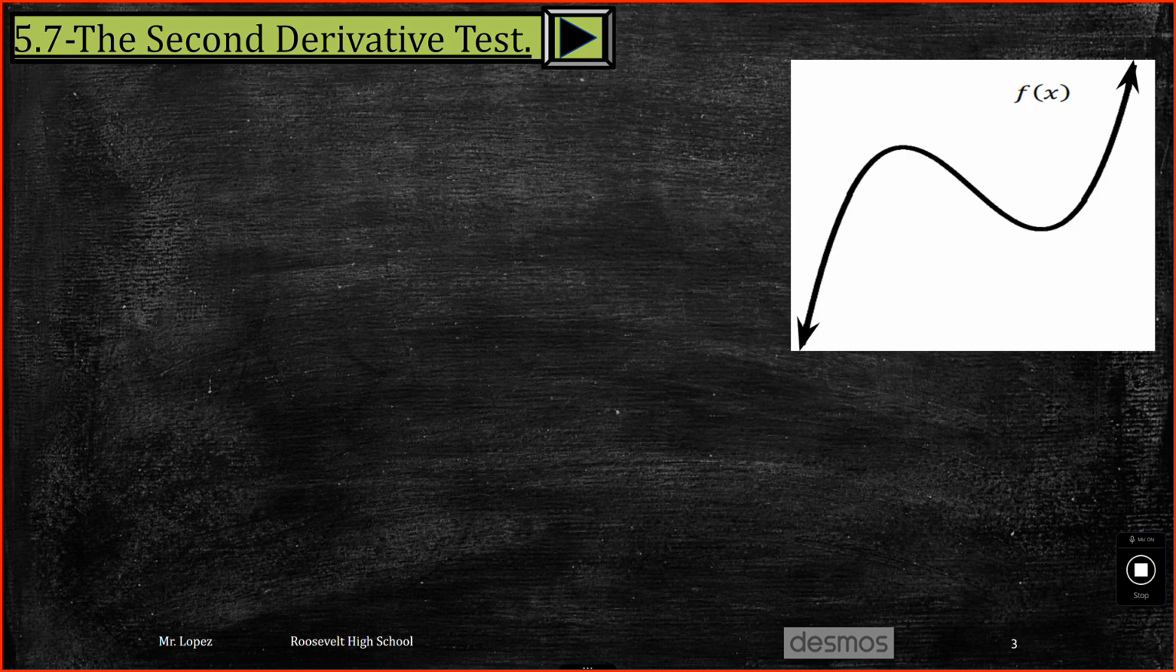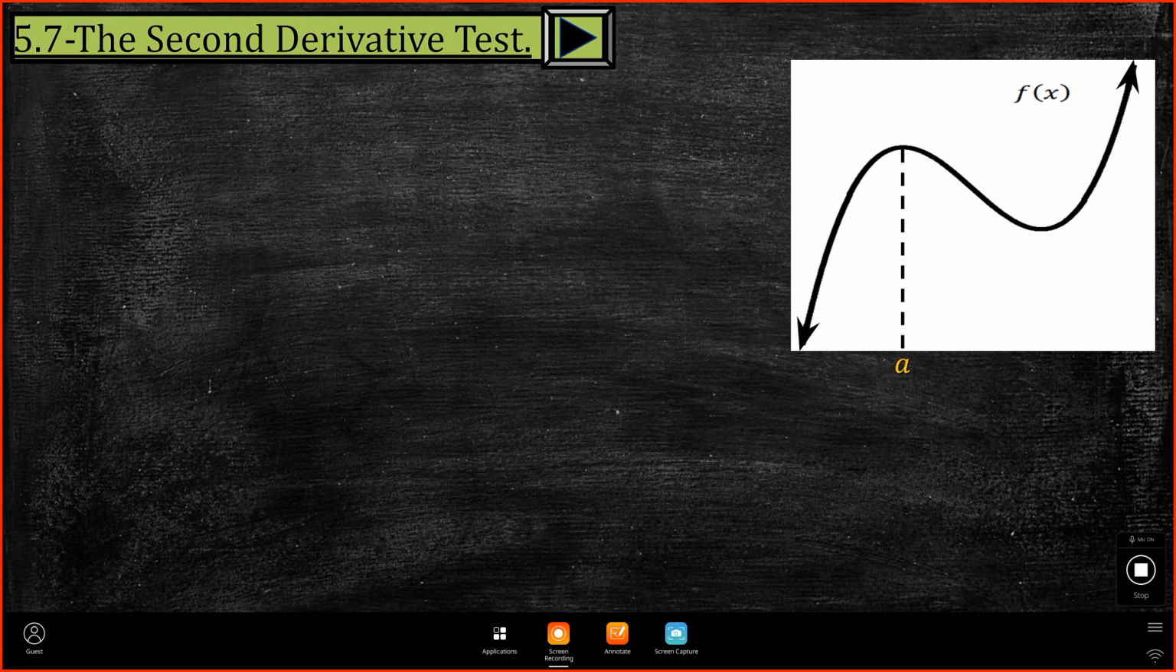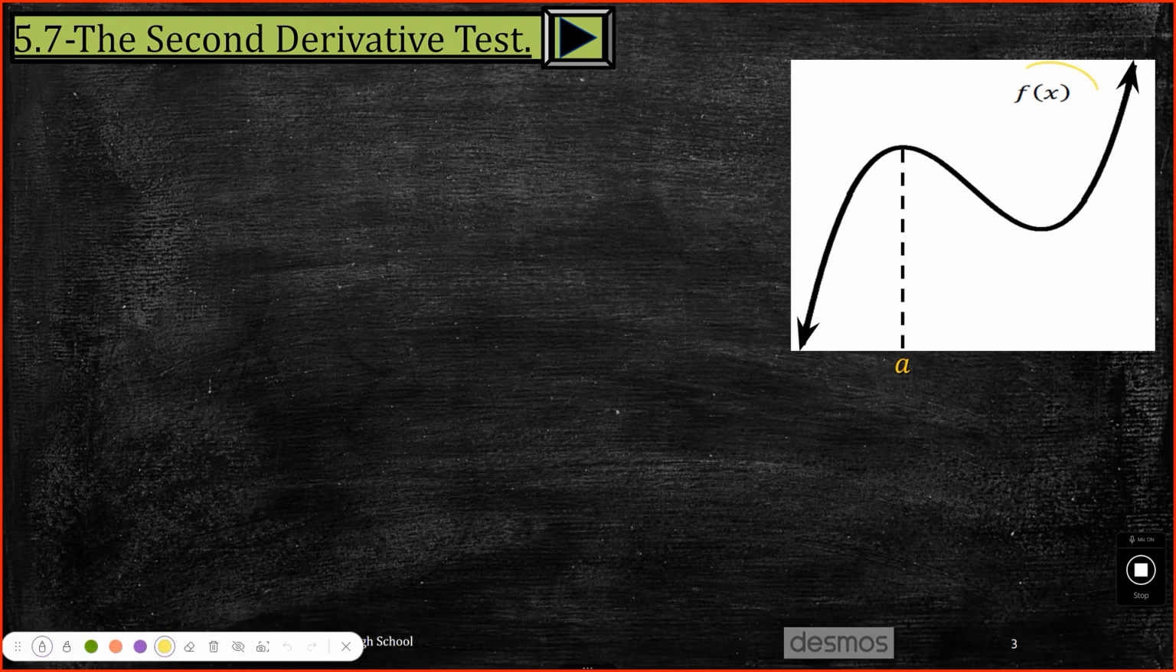Let's go to lesson 5.7. Go ahead and copy that graph down. This is the second derivative test. So we have, say, a third degree polynomial. We really need to understand what graph is given to correctly analyze it. So this is the f graph.